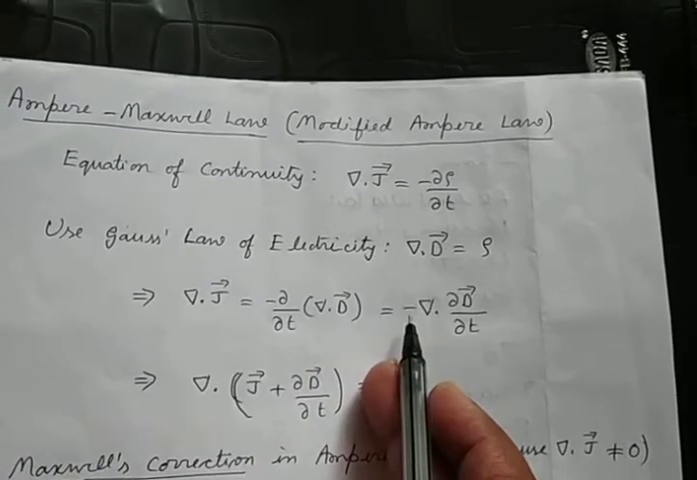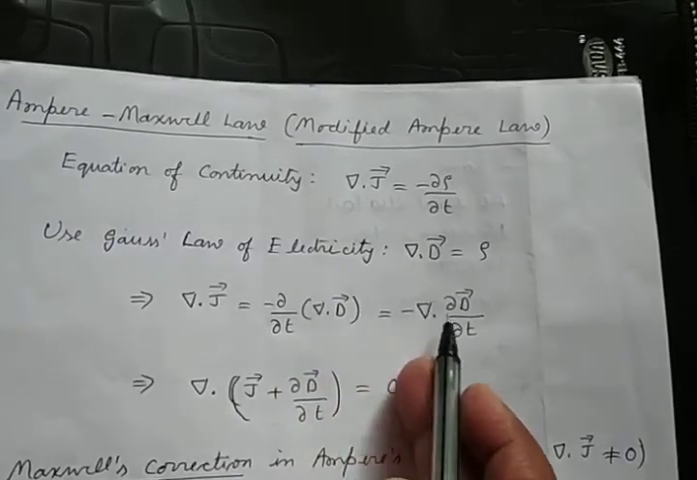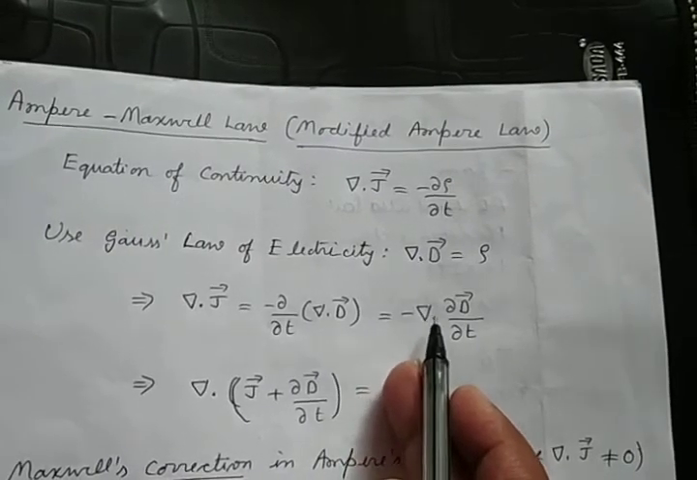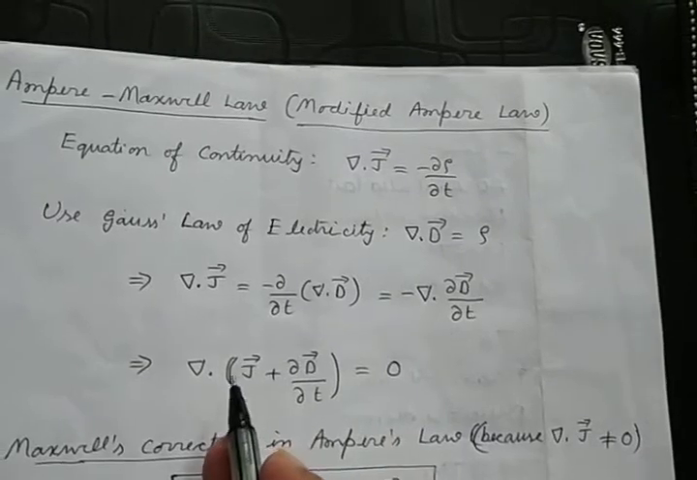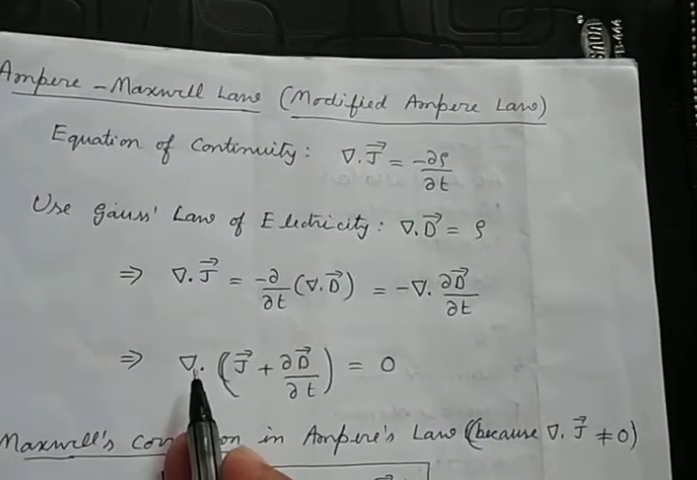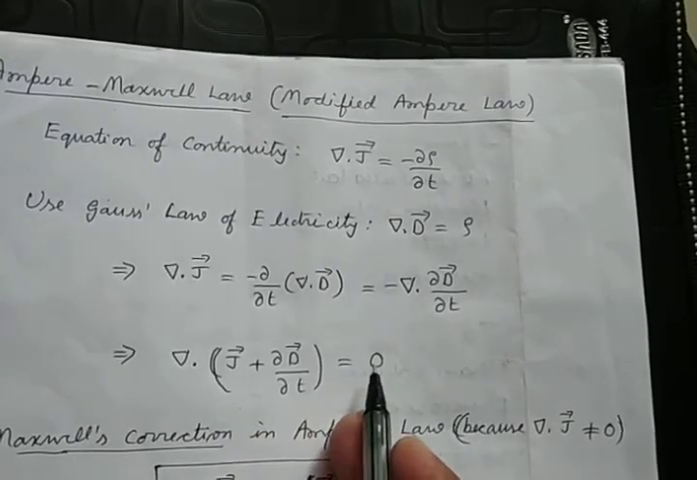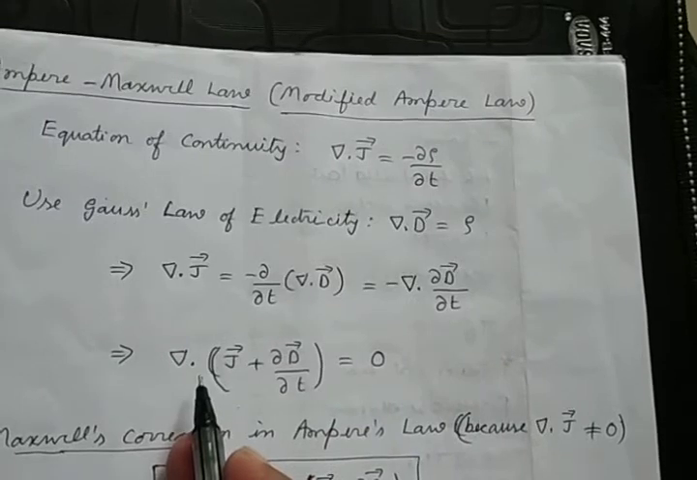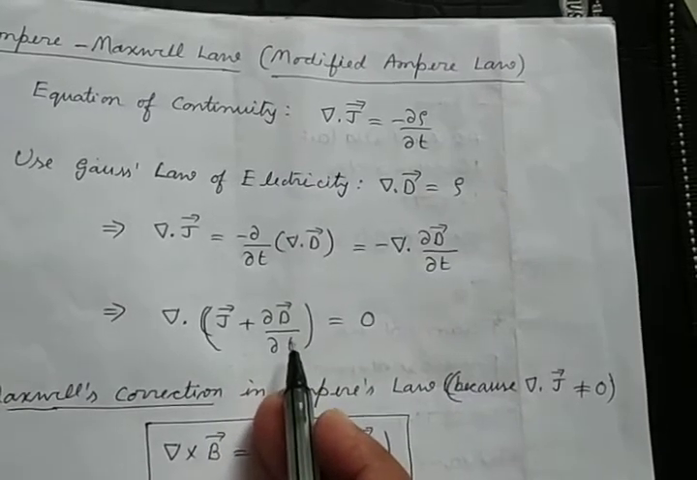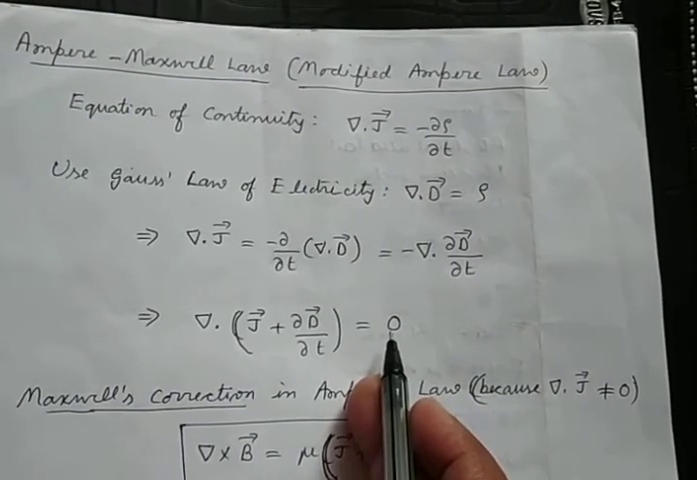Or we can take the derivative inside, that is, the derivative of the divergence is equal to the divergence of the derivative. So we can write it as minus del dot dou D bar by dou t. Or I can take the right hand side to the left hand side, and write del dot J bar plus dou D bar by dou t is equal to 0. That means it is not divergence of J bar equal to 0, but divergence of J bar plus dou D bar by dou t that is equal to 0. So this is the correction we have to make in Ampere's law.